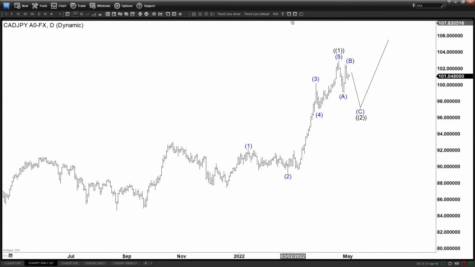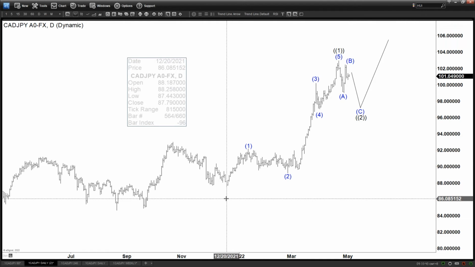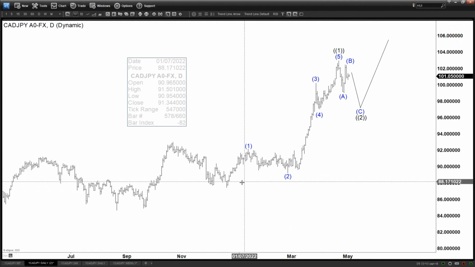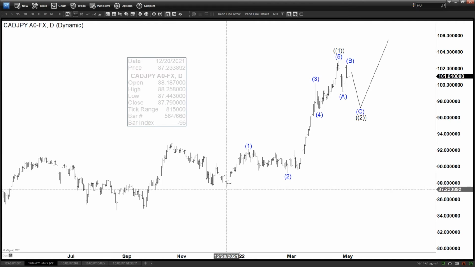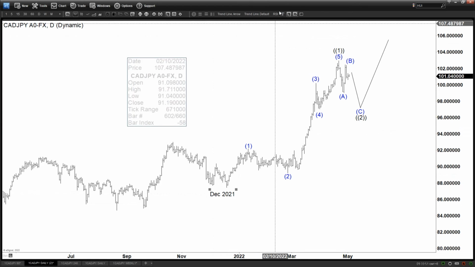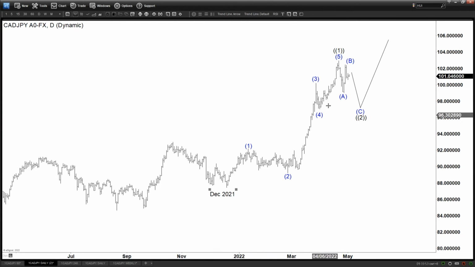So then that means we are talking about a cycle that started from this low here, December 2021. From that December 2021, you got 1 2 3 4 5, ended with 1, and now we are correcting this rally from last year, from December 2021, in a bigger three waves. So it's as simple as that. Once that correction is completed, we can extend higher again to continue the bullish trend, right?